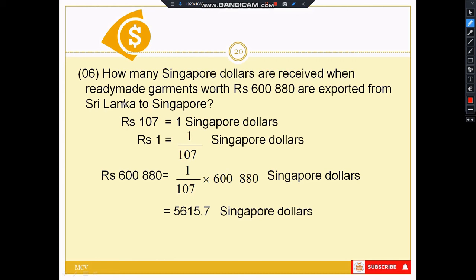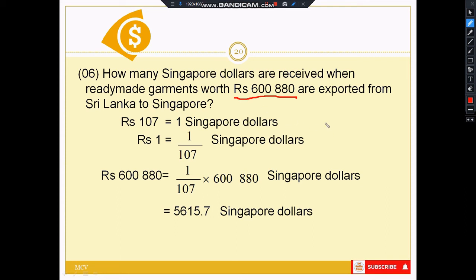Let's see this problem. How many Singapore dollars are received when ready-made garments worth 600,880 rupees are exported from Sri Lanka to Singapore? Now again refer to the table. You will see 1 Singapore dollar is equal to 107 rupees. So 107 rupees is equal to 1 Singapore dollar. Now you can use the unitary method.